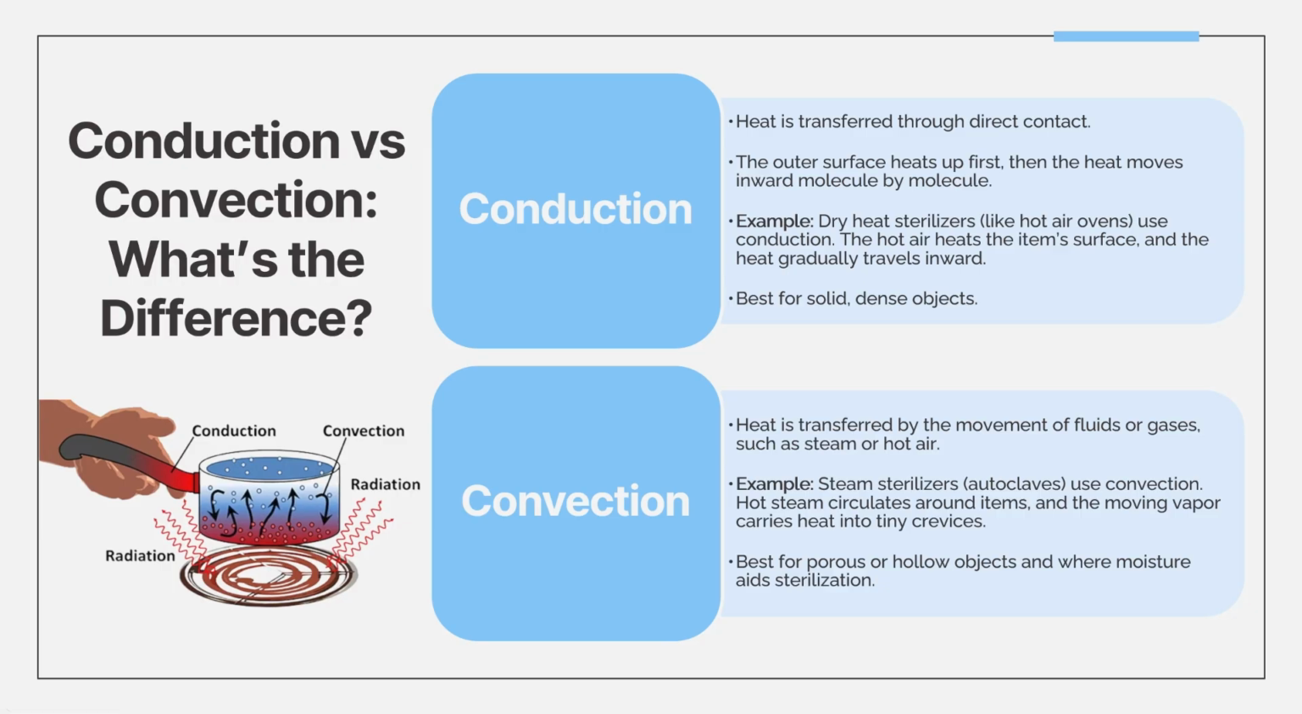So conduction versus convection, what's the difference? Conduction involves heat transfer through direct contact, where each molecule passes energy to the next, while convection used in steam sterilization involves circulating hot air or steam to transfer heat. Understanding this helps explain why dry heat sterilization takes longer. Conduction is slower but more direct.